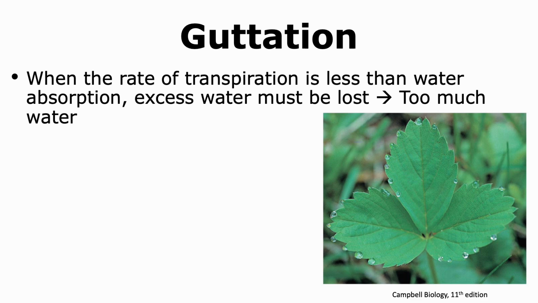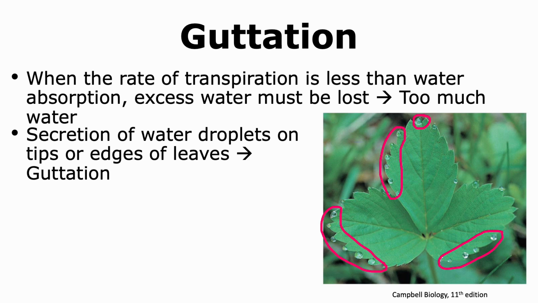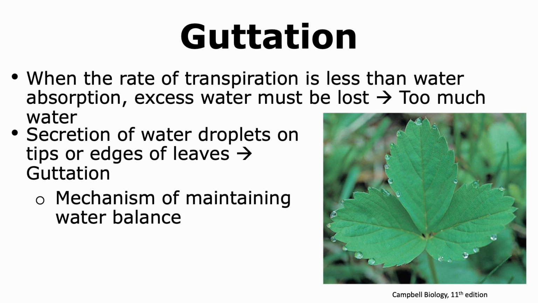In cases where the rate of transpiration is less than water absorption, the excess water present in the plant must be lost because there is too much water. In such situations, water is secreted in the form of droplets on the tips or edges of leaves. This phenomenon is called guttation. Guttation plays an important role in maintaining water balance in the plant. Guttation is different from dew because dew is normally formed when the environmental water vapor condenses on leaves.